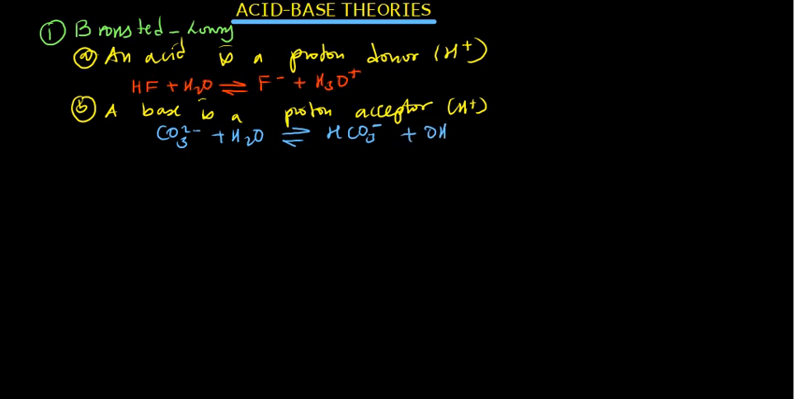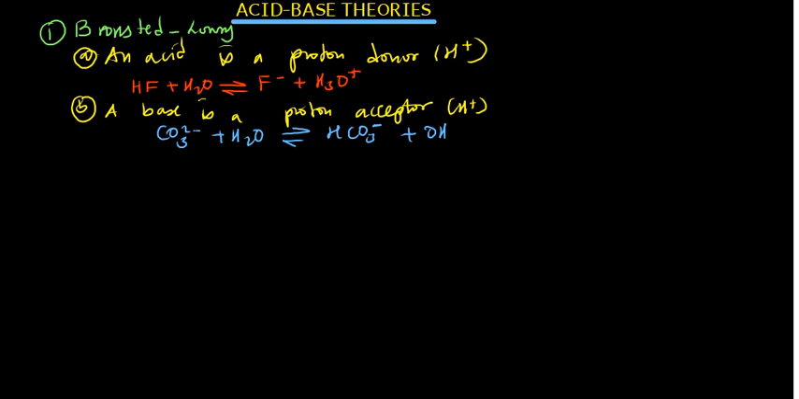Now in this case, this compound which donates a proton is an acid. So in this case, water is a Bronsted acid. This one which accepts that proton is a base. So in this case, this is a base. And that is how we define a base according to Bronsted theory.